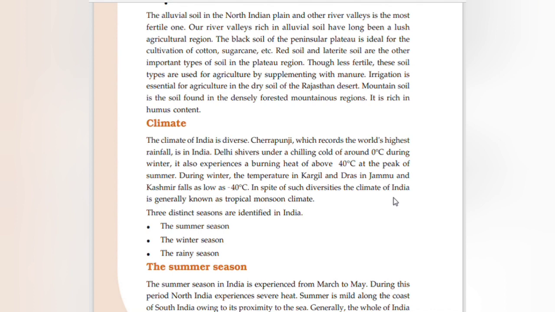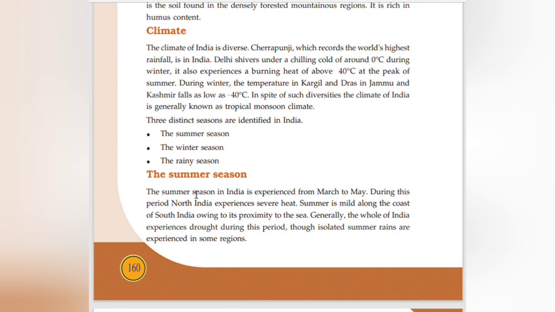Three distinct seasons are identified: summer season, winter season, and rainy season. Summer season. Summer season in India is experienced from March to May. During this period, North India experiences severe heat. Summer is mild along the coast of South India owing to the proximity of the sea.